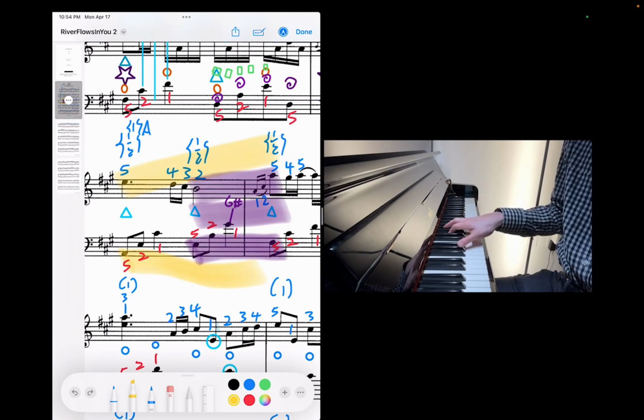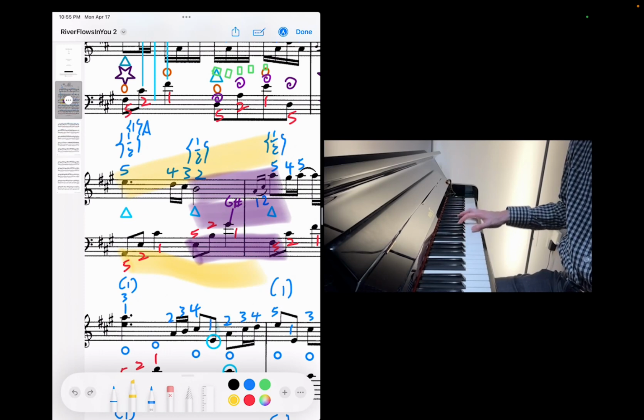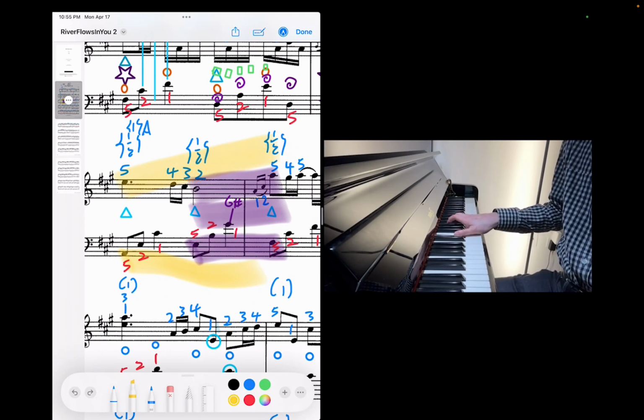Okay. Try from the beginning again. I don't really remember that. Okay. I'm going to go over the very ending again. Maybe the last three notes. Okay.